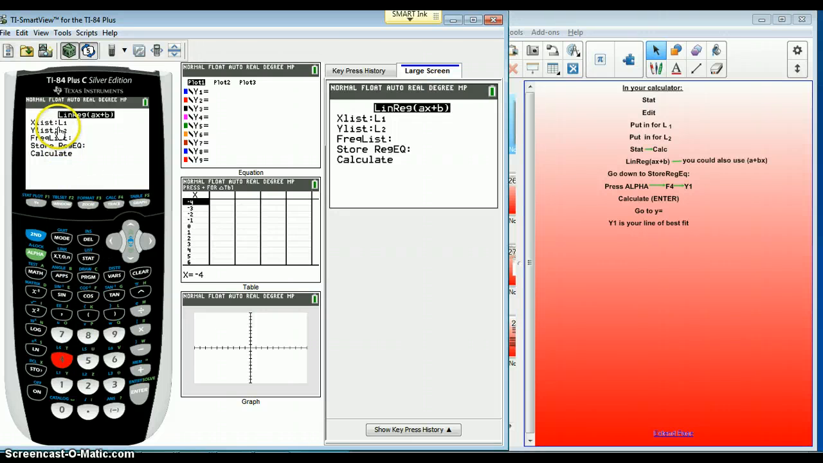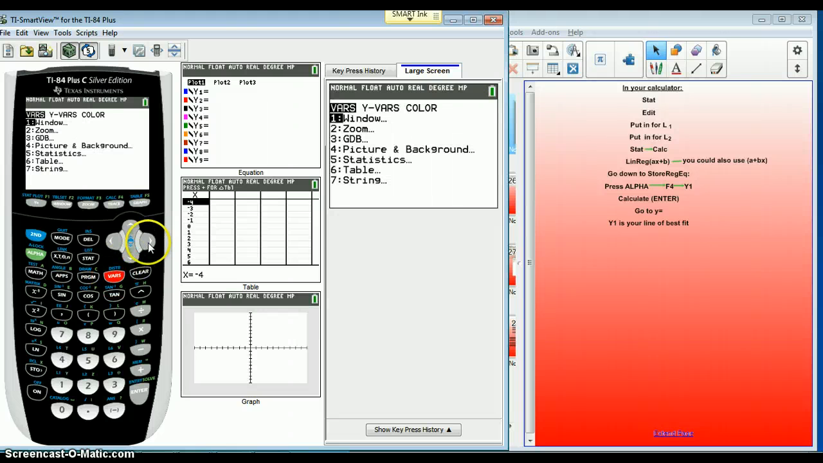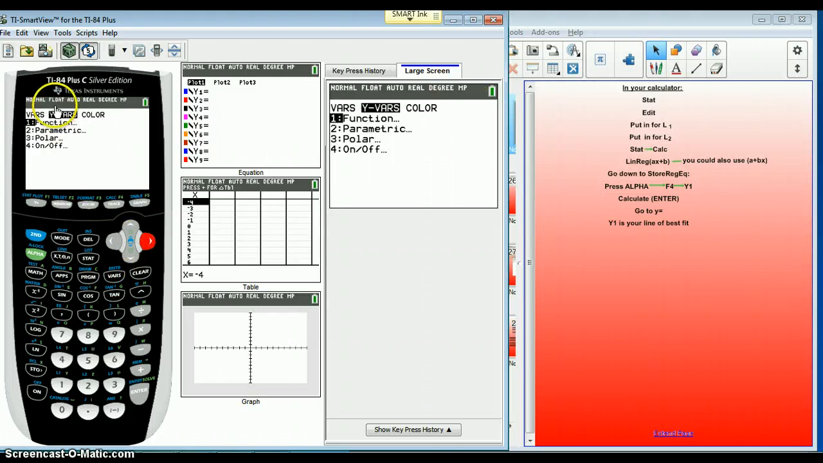Our X list is L1, our Y list is L2. You don't have to worry about the frequency list right now. Store RegEQ means store your regression equation. We want to put that into Y1. So you're going to press vars, Y-vars, function, Y1. If you need to see that again, pause the video, go back and watch the steps again. Then you're going to go down to calculate.